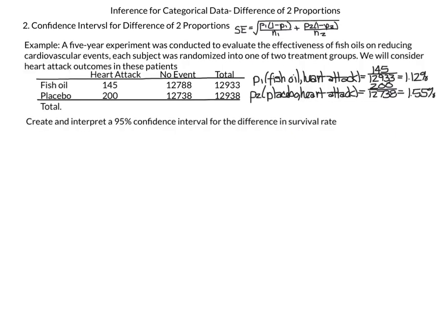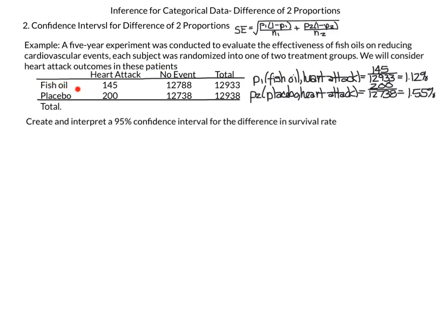Our next example is about a 5-year experiment conducted to evaluate the effectiveness of fish oil on reducing cardiovascular events. Each subject was randomized into one of 2 treatment groups. We will consider heart attack outcomes in these patients.